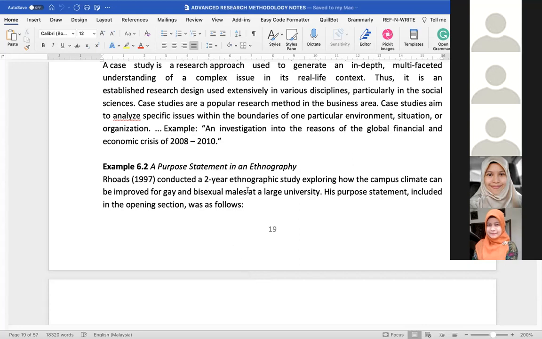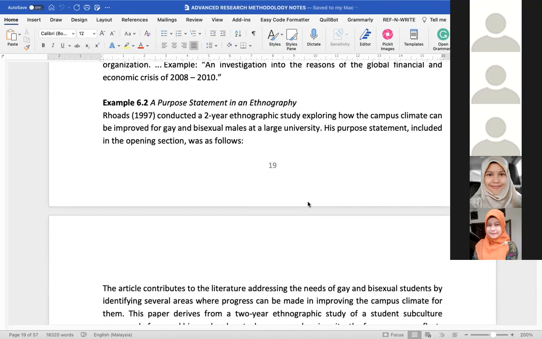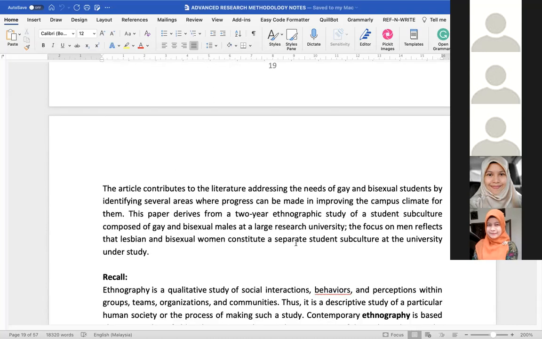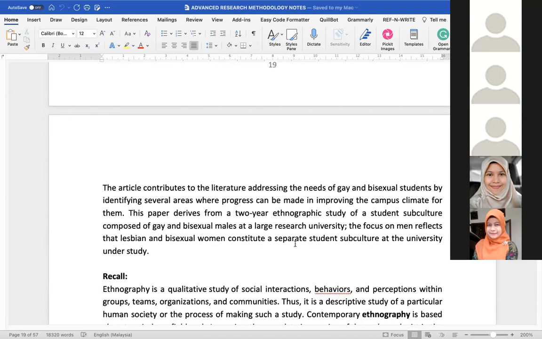So in this case, the target group of study is the gay and bisexual males at a large university. This is the site of the study. His purpose statement included as follows. The article contributes to the literature addressing the needs of gay and bisexual students by identifying several areas where progress can be made in improving the campus climate for them.